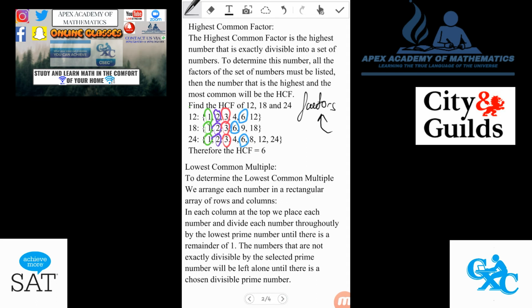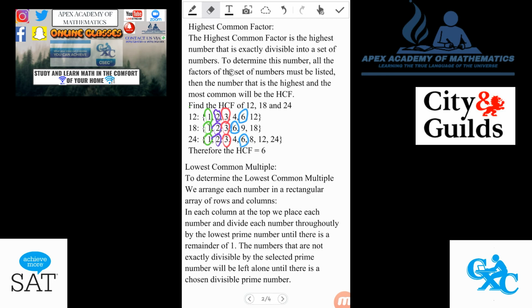Now because you're not finding just the factor of a number, but you're finding the common factor of a set of numbers, it would mean that whatever these set of numbers are, you're going to be required to list out all the factors of each of these numbers. Let's continue to read the definition here. So that's how it's connected. To determine this highest common factor, all the factors of the set of numbers must be listed. I've listed here 12: 1, 2, 3, 4, 6, 12; 18: 1, 2, 3, 6, 9, 18; 24. I've listed them right here for you.